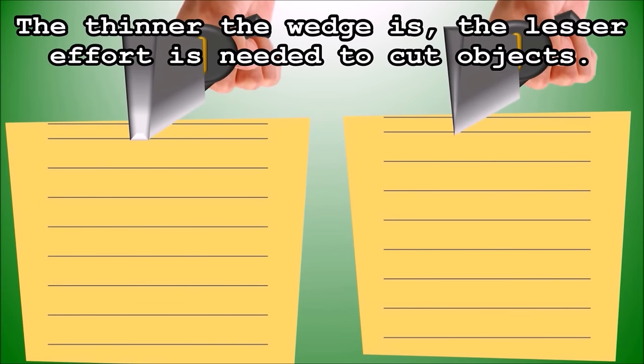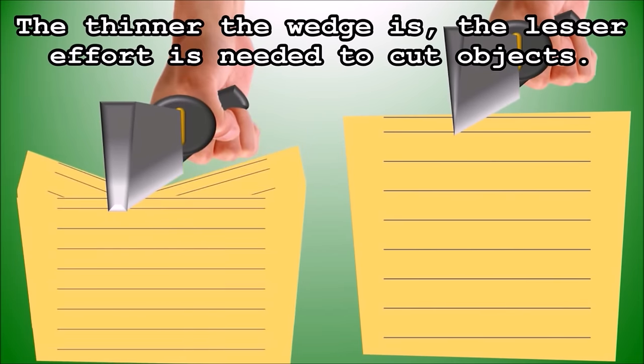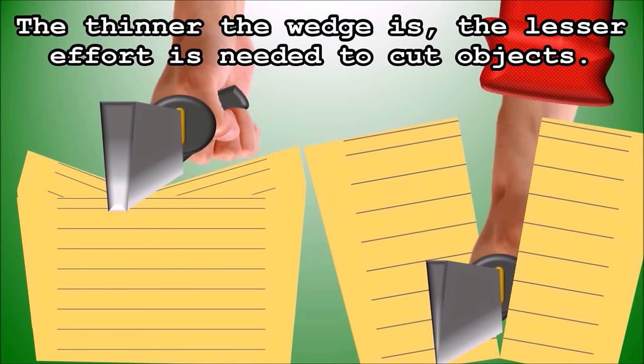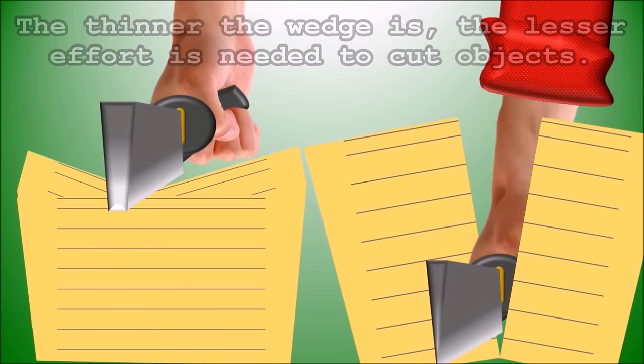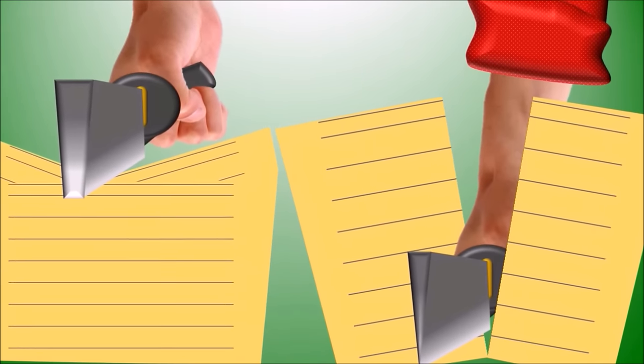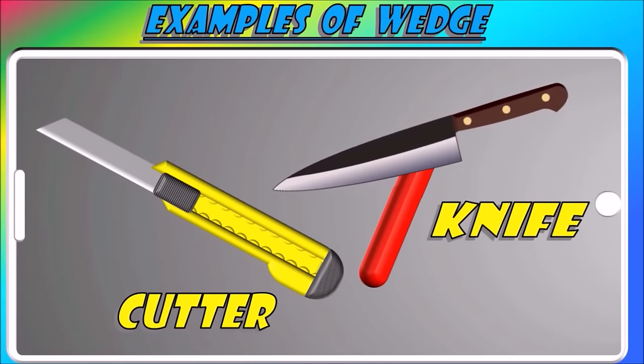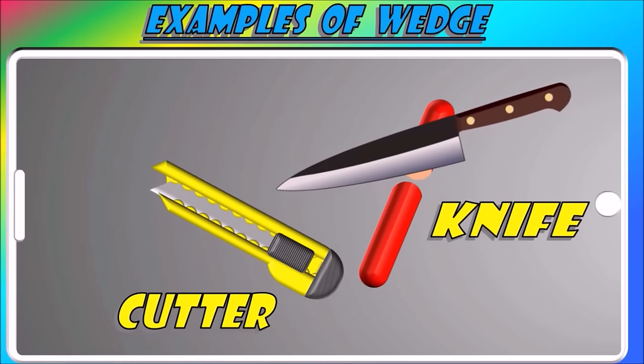Remember, the thinner the wedge is, the less effort is needed to cut objects. Therefore, the thinner the wedge, the sharper it will be. Here are some examples of wedges and how you are going to use them.